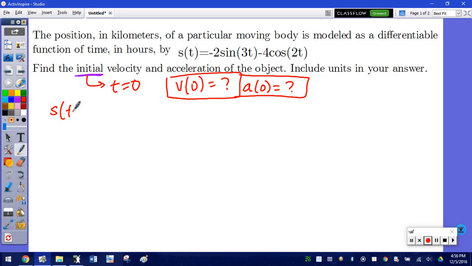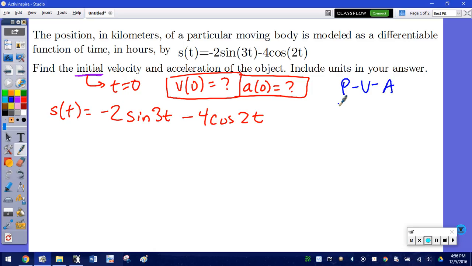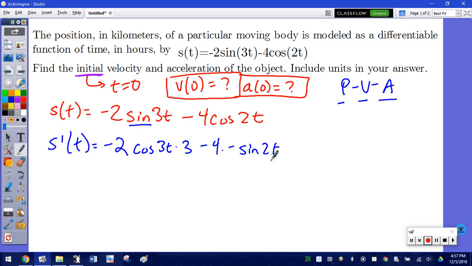To do that, we need to find the velocity and acceleration functions respectively. So we're given position as 2 sine 3t minus 4 cosine 2t. The hierarchy goes position, velocity, acceleration, right? Distance, distance per time, distance per time per time. So the derivative s prime of t would be negative 2, sine's derivative is going to be cosine, and then the chain rule means times 3. So minus 4, cosine's derivative is negative sine, chain rule times 2.